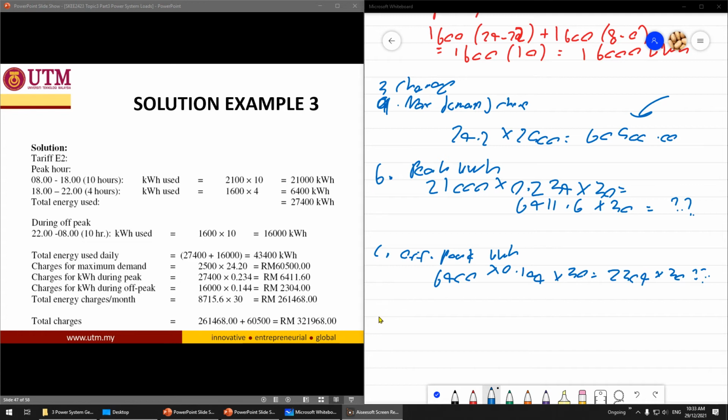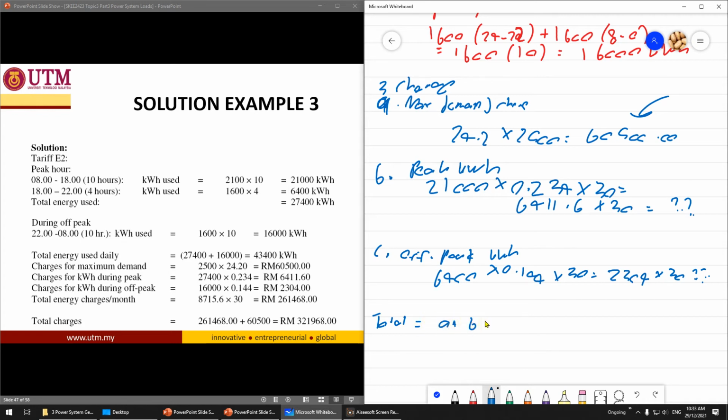Then you can calculate the total, which equals A plus B plus C. Maximum demand plus the peak charge plus the off peak charge. So you get 321,968.00, so 321,000 ringgit, RM. Be careful with the RM and cent, because this is in cent. Make sure you convert it to RM by dividing by 100. Make sure you know how to calculate this.